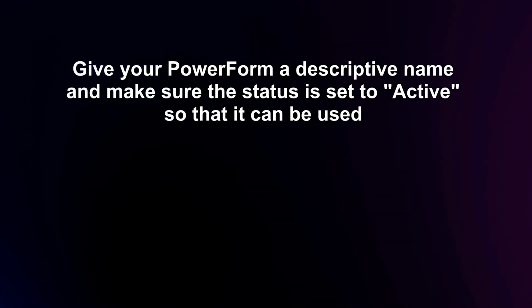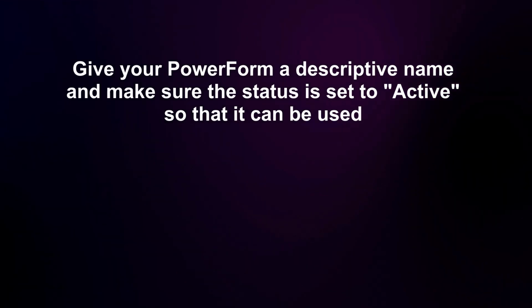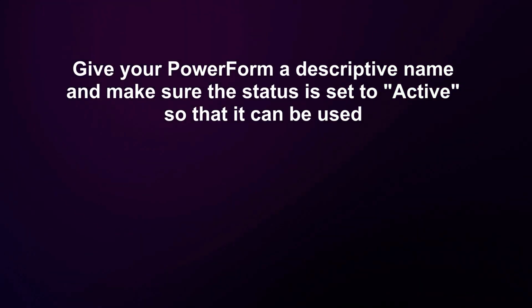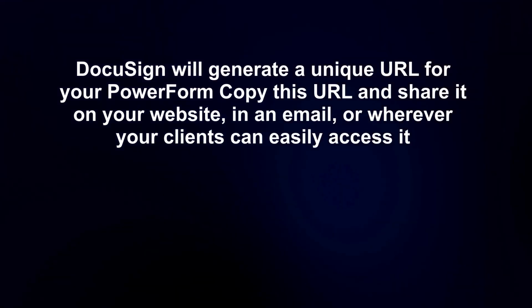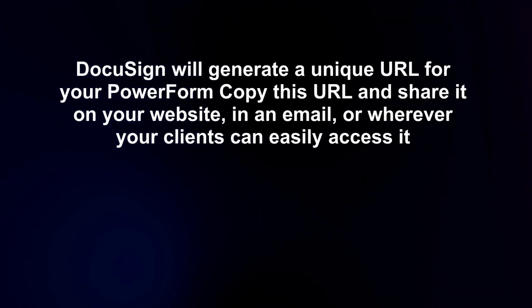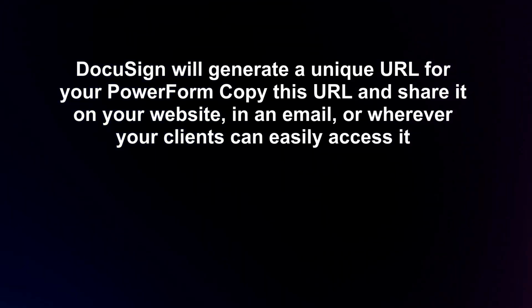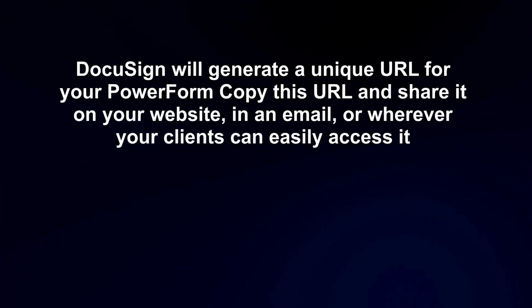Give your PowerForm a descriptive name and make sure the status is set to active so that it can be used. Docusign will generate a unique URL for your PowerForm. Copy this URL and share it on your website, in an email, or wherever your clients can easily access it.